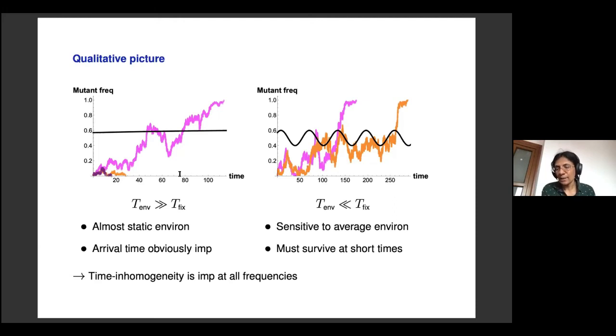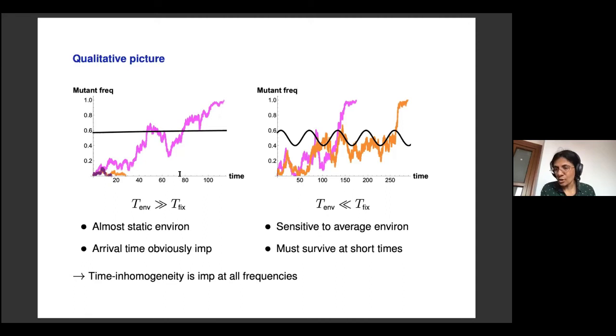Let's take the other limit, in which the environment is changing extremely fast. So you have rapid oscillations on time scales of a single generation. Before the population could even track what the change is, the new generation has appeared. So it will not be able to track these changes in the environment. It will be sensitive only to the average environment. So it will react to the average environment, which is different from the small frequency case.